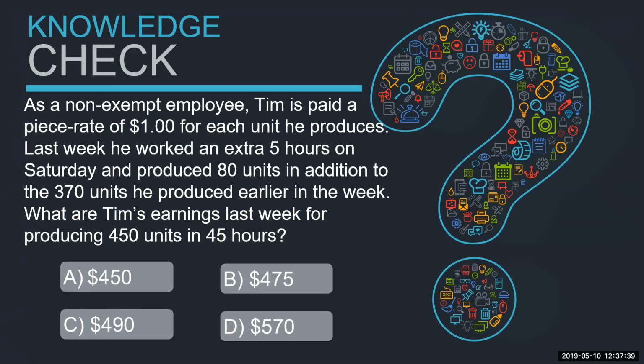Anyhow, last week Tim worked an extra 5 hours on Saturday, and he produced 80 units in addition to the 370 units he produced earlier in the week. Guys, this is all irrelevant. The only thing that matters here is that Tim is being paid $1 a piece. That's all that matters.